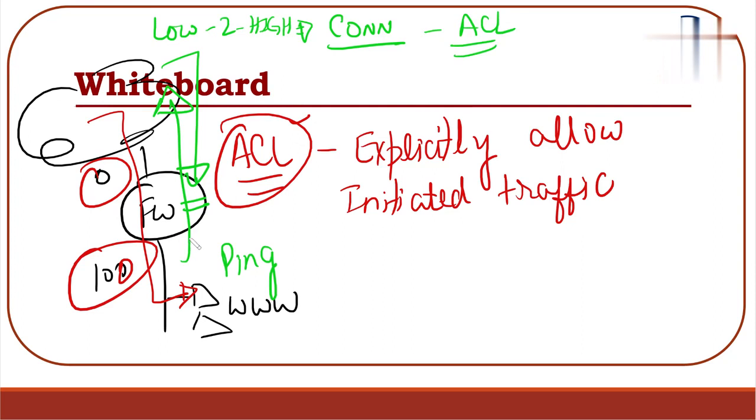So if you did want the ping to return, you would need to put an explicit entry for ICMP as well. Later on in the course, I'll also show you how, although implicitly ICMP is not inspected, you do have the ability to turn that capability on so that even ICMP gets inspected. But by default, it's not. Only TCP and UDP traffic is inspected.